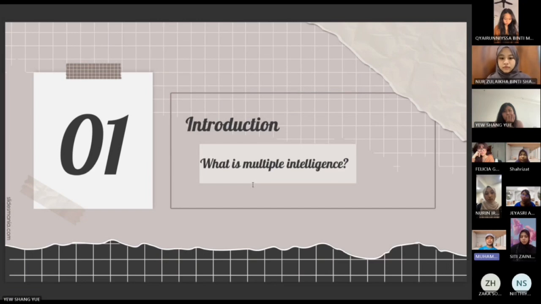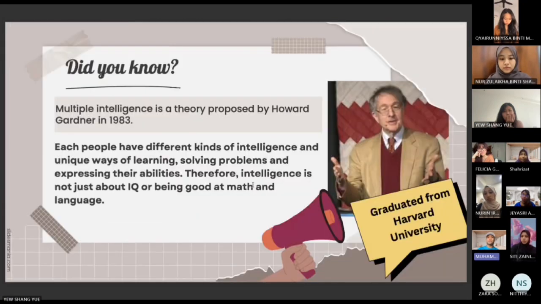So basically, what is intelligence? Multiple intelligence theory was introduced by Howard Gardner in 1983. Gardner believed that intelligence is not only about IQ or academic performance. Instead, people are smart in different ways and have their own way of solving a problem, like in music, art, sports, or communication.